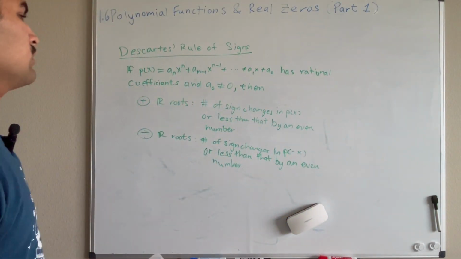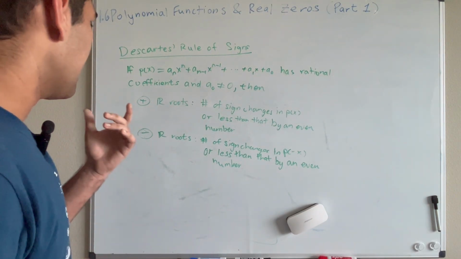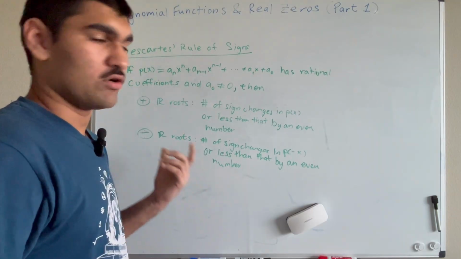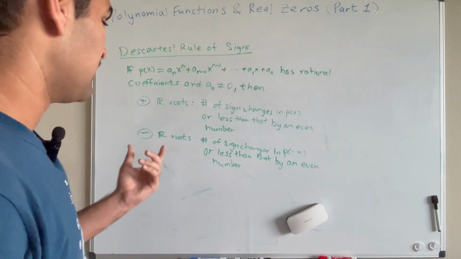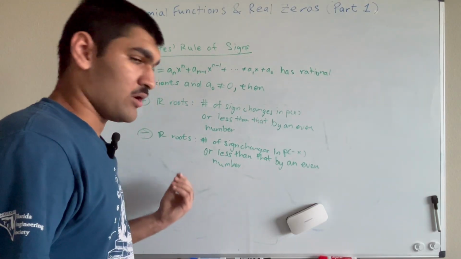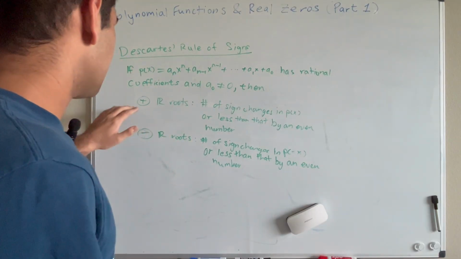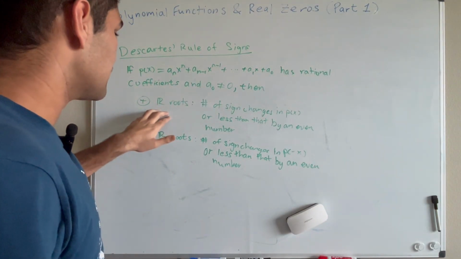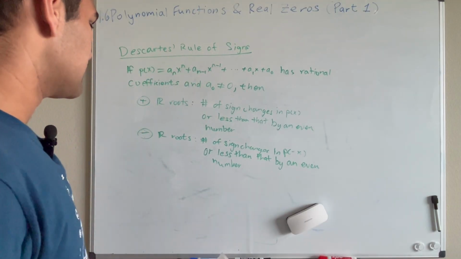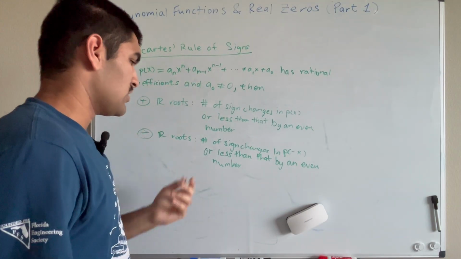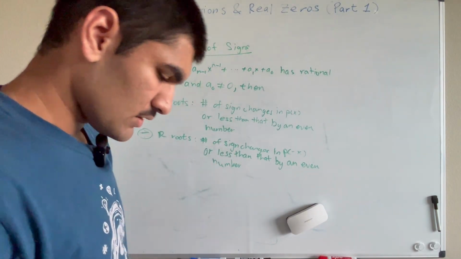Okay, so what Descartes' rule of signs lets us do is see how many possible positive or negative real roots the polynomial can have, and that helps us eliminate a great bunch of the possible rational roots. Basically, to find the possible number of positive real roots, look at the number of sign changes in p of x, and then to find the number of negative real roots, you look at the number of sign changes in p of negative x.